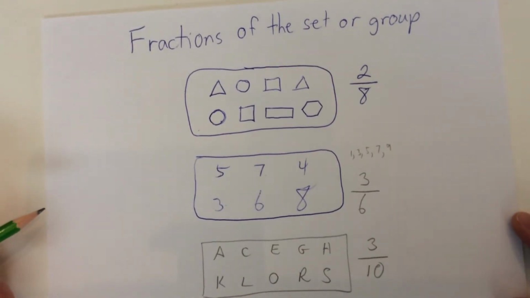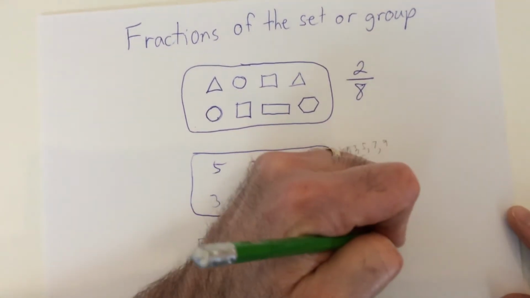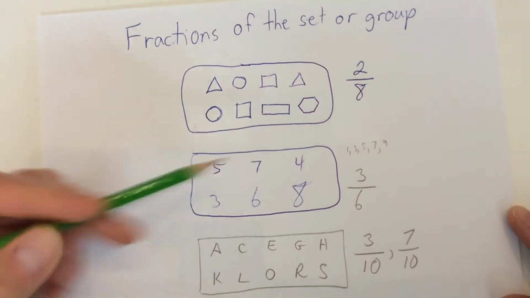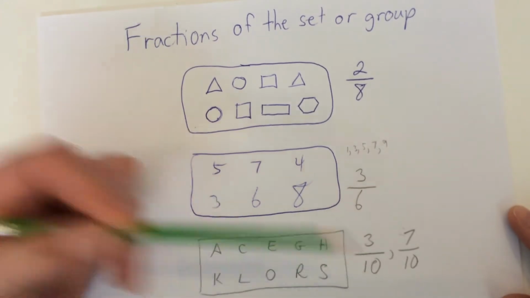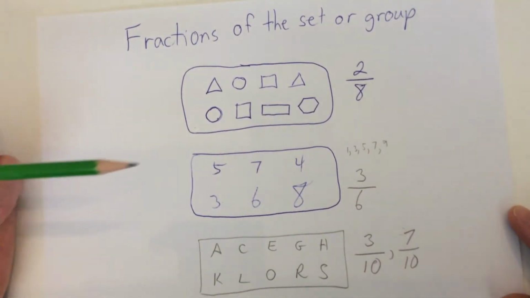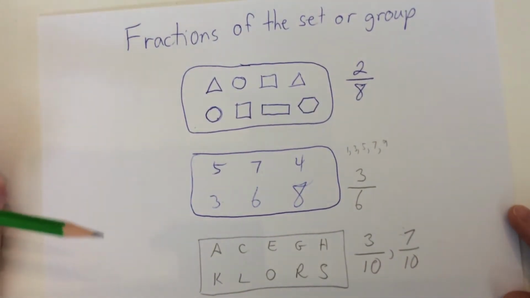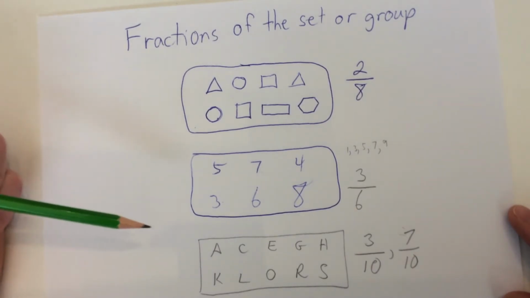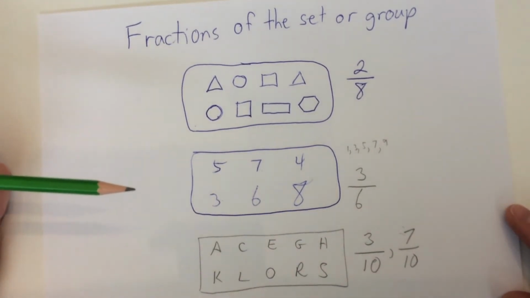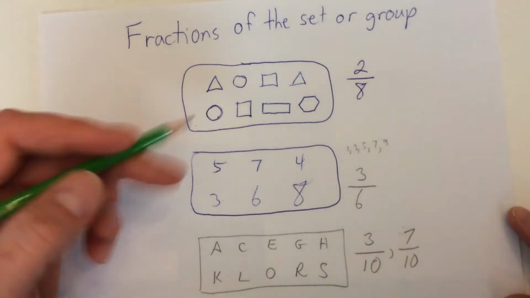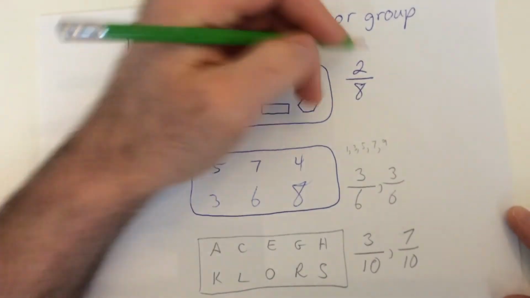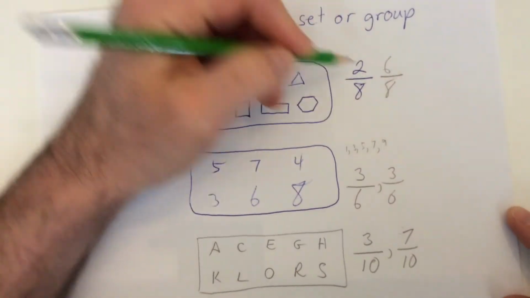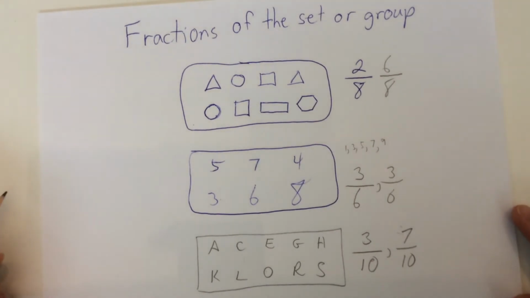So 3 out of 10 are vowels, and therefore 7 out of 10, because remember, the 2 top numbers should add up to the bottom number. 7 plus 3 is 10, are consonants. Consonants are the other letters, ones that are not vowels. Okay, so vowels and consonants. All right, and I can also do the other fractions for these ones over here as well, right? So if 2 out of 8, that means 6 out of 8, because 6 plus 2 is 8. There we go. So I've got 2 fractions for each.